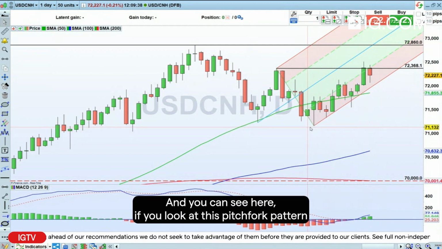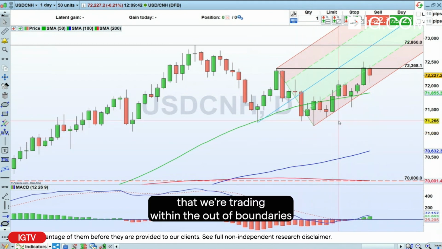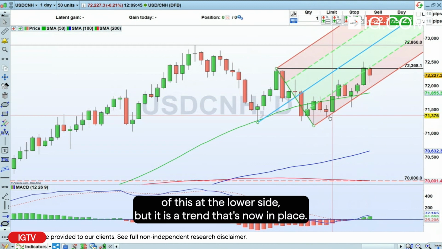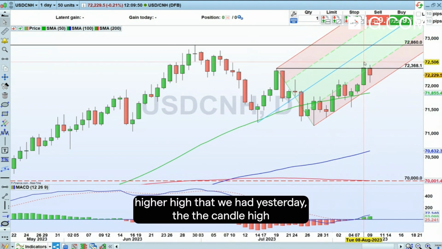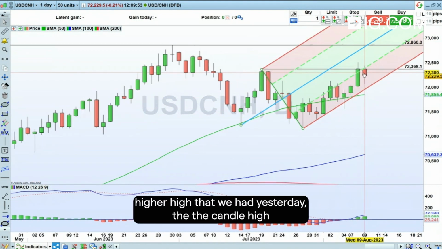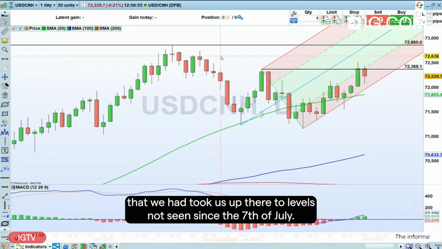And this is pointing up, which gives me some sort of hope that we've got a trend in place on the way up now. And you can see here, if you look at this pitchfork pattern, that we're trading within the outer boundaries of this at the lower side, but it is a trend that's now in place. And I brought this to your attention because I wanted to show you this higher high that we had yesterday.